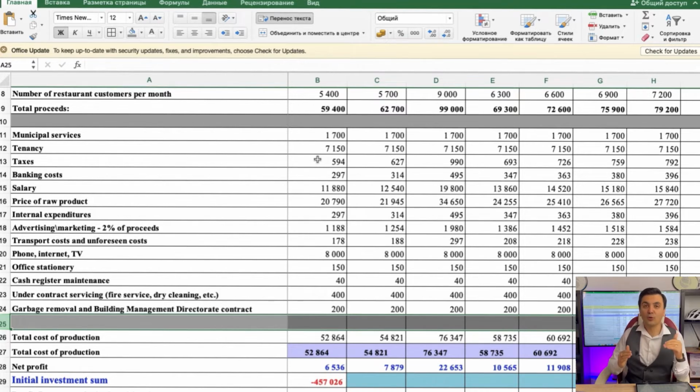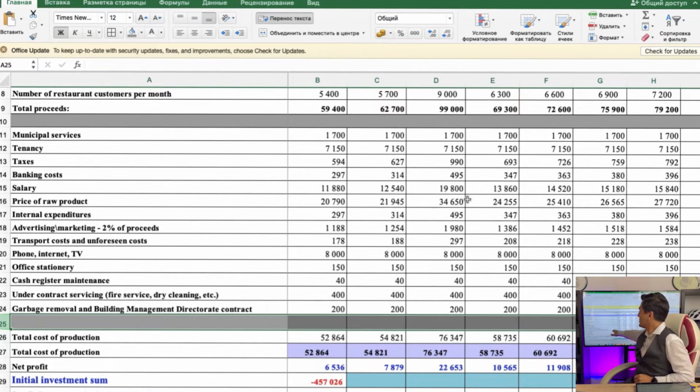Let's continue. Concerning monthly expenditures, how many expenses do you have and what are they like? Which items of expenditure will you have? Next, municipal services 120,000 rubles, rent 500,000 rubles, for example, banking costs 43,000, taxis 21,000. Here we have our salaries from the staffing table. We also have the cost price of raw product here. It's possible to specify the cost price of raw product in percentage terms. I have 33% as the cost price of raw product here for this project specifically.